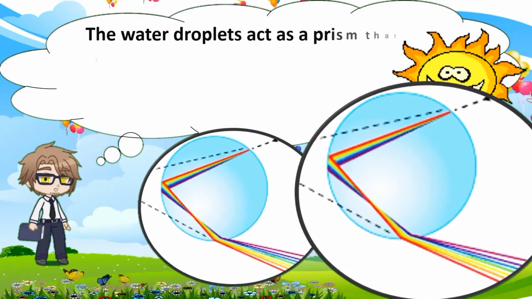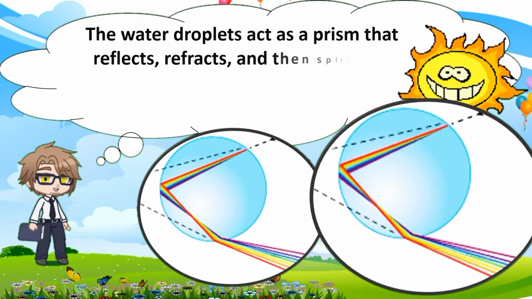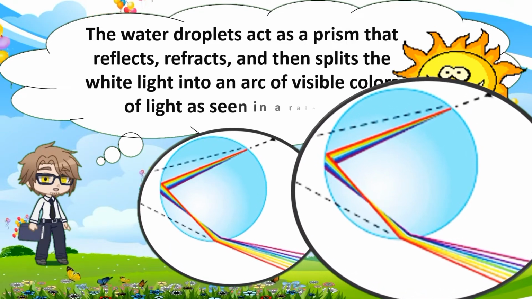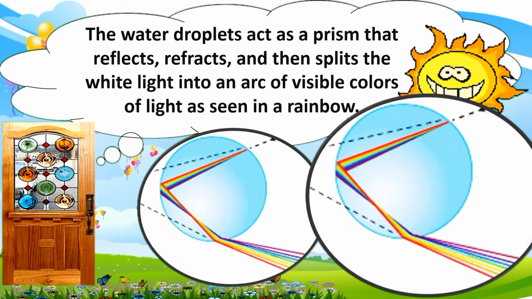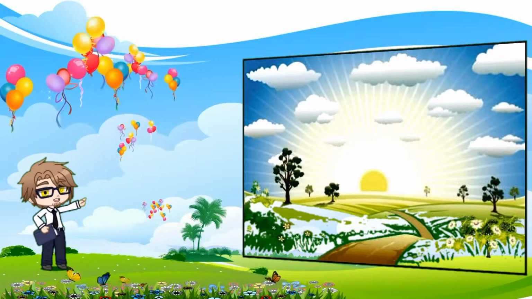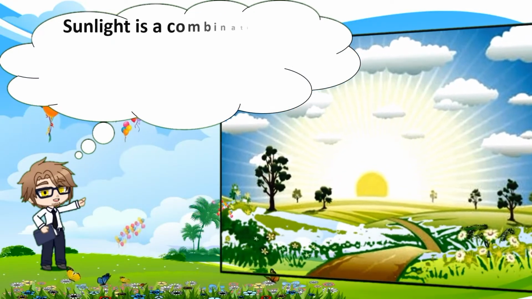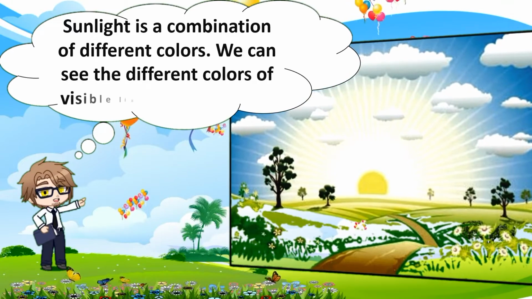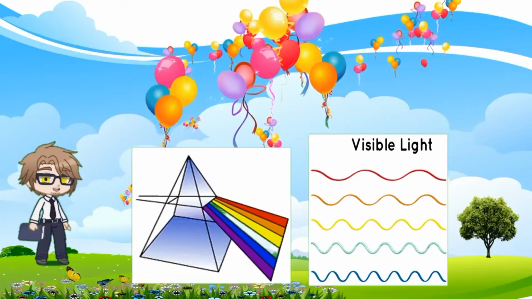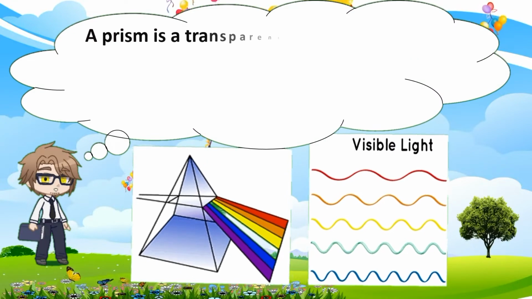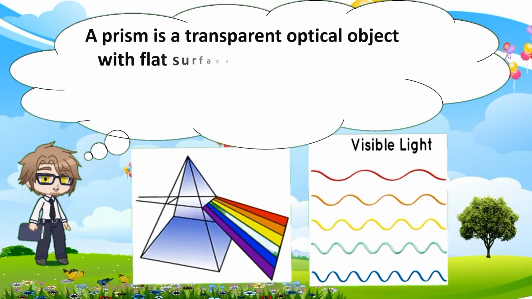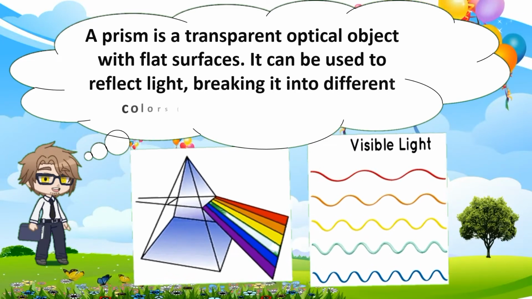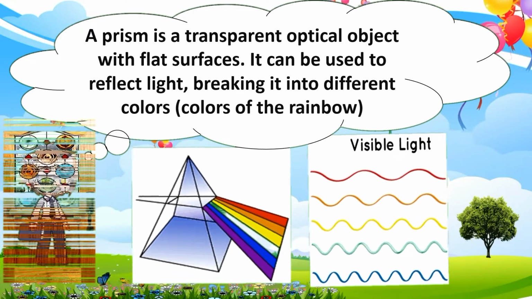The water droplets act as a prism that reflects, refracts, and then splits the white light into an arc of visible colors of light, as seen in a rainbow. Sunlight is a combination of different colors. We can see the different colors of visible light using a prism. A prism is a transparent optical object with flat surfaces. It can be used to reflect light, breaking it into different colors of the rainbow.